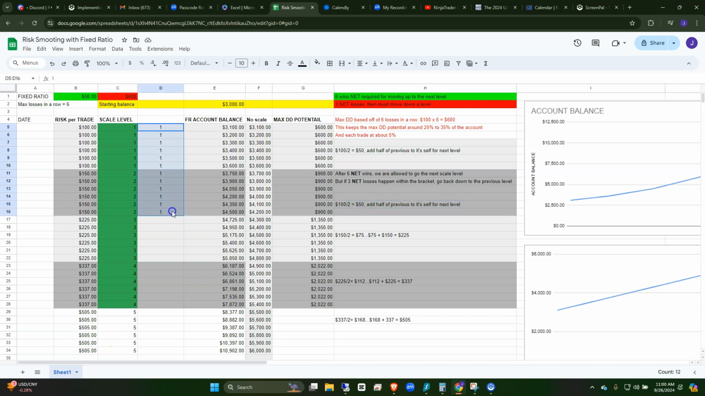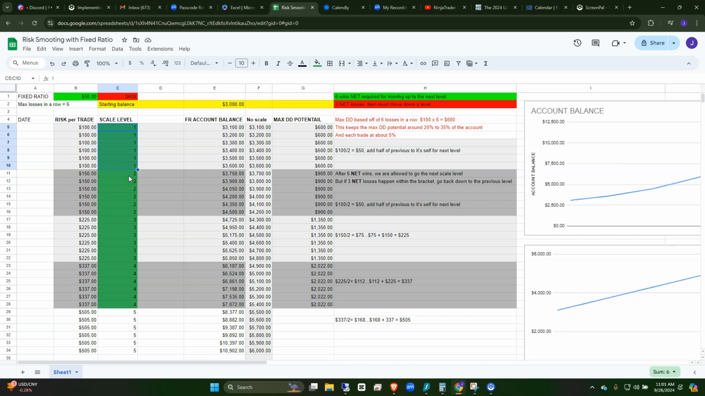And we can notice that our account balance versus our max drawdown potential with this particular fixed ratio of $50 is somewhere between 25 and 35% of the account, with the max drawdown potential of 6 losses in a row. And each trade based on the account size is somewhere around about 5%, maybe or so, on average of the account. So we can scale to the next level after we've had 6 net wins.